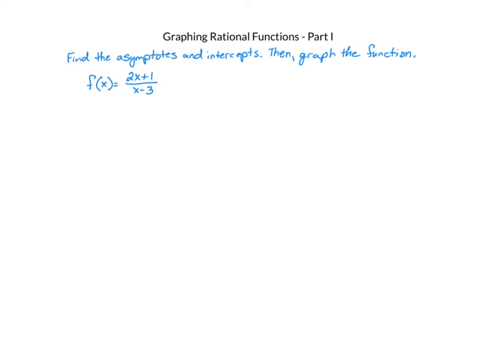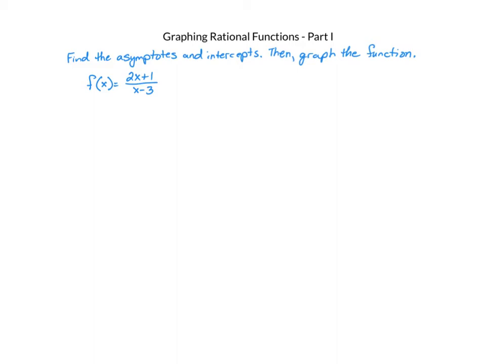Let's graph some rational functions. I'm going to assume that you already know how to find the equations of the asymptotes of a rational function. If you don't, I would suggest going back to watch some videos that cover that information. Let's move forward and we'll use those asymptotes and of course the x and y intercepts to help us get a good graph. So let's jump in.